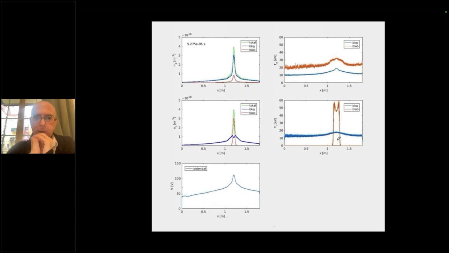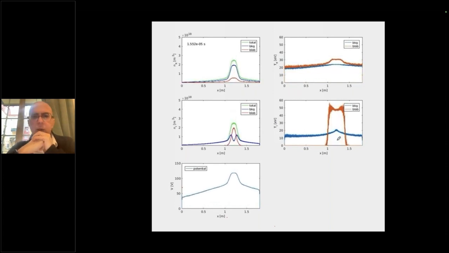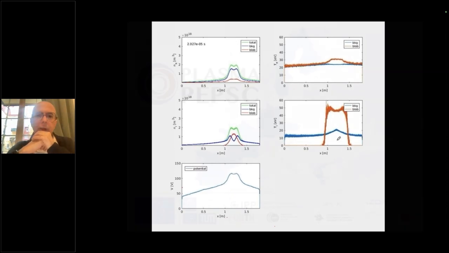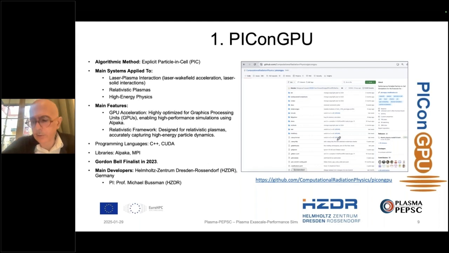Last on the list, we have BIT1, a particle-in-cell code, still simulating the distribution function using computational particles, designed for plasma-material interaction. I will now go through a brief description of the particular features of the four codes.